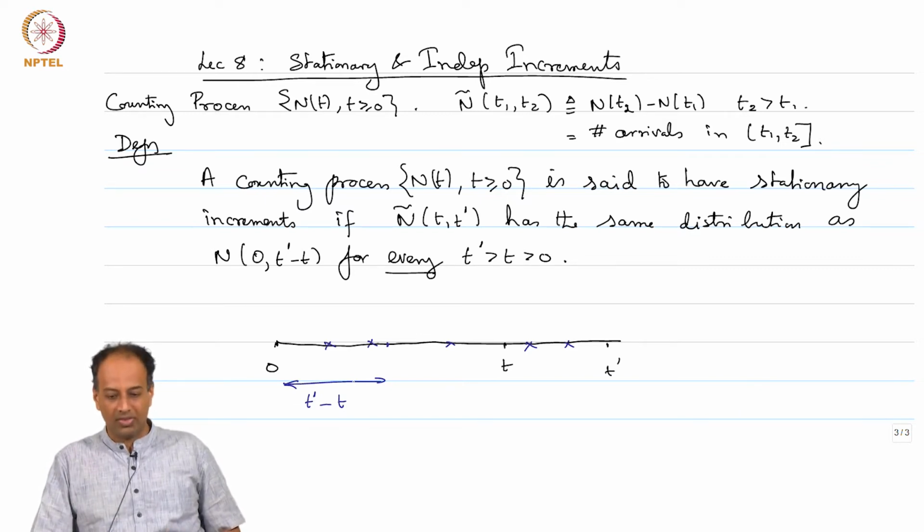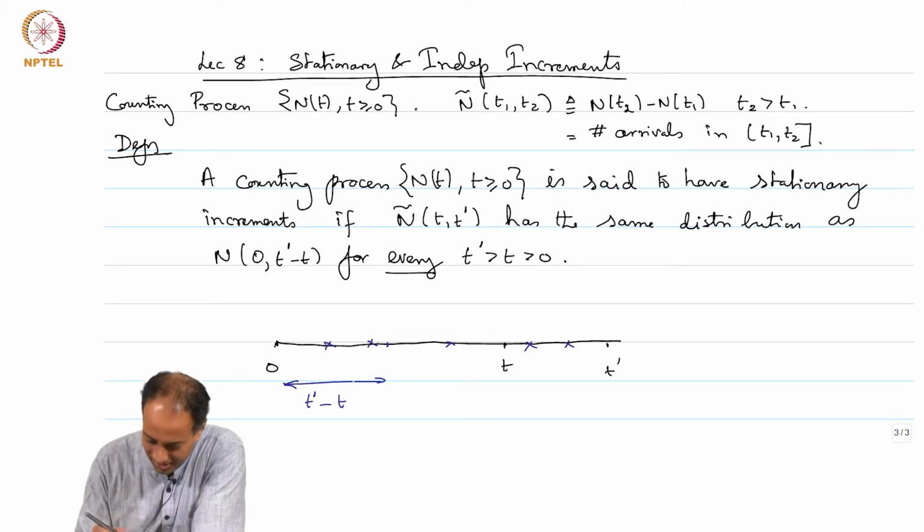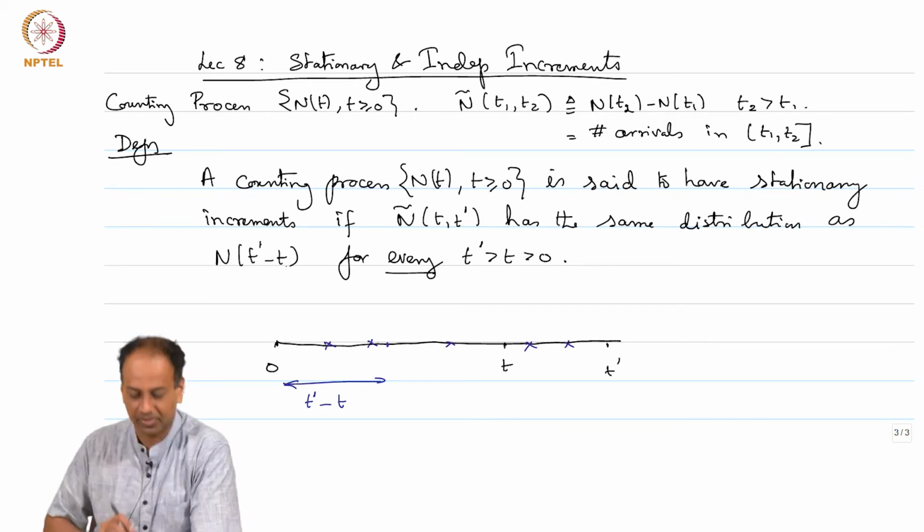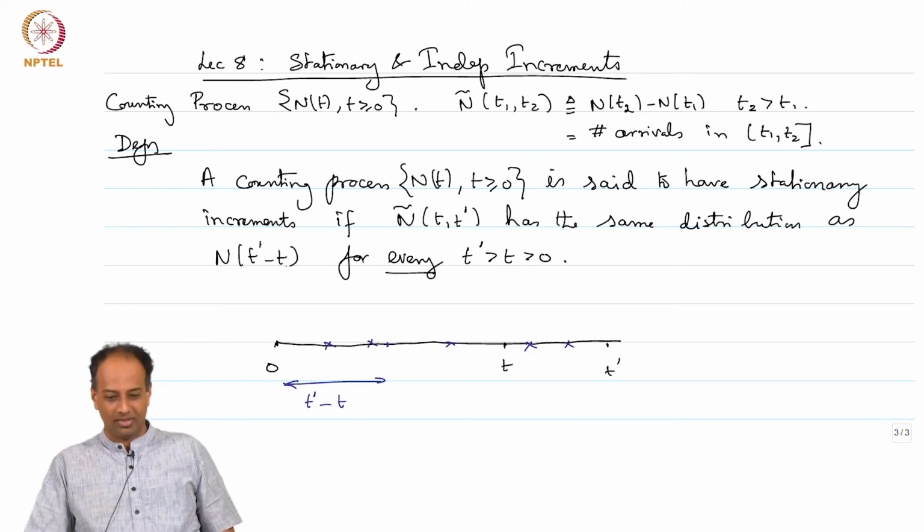Okay. If the distribution of the number of arrivals is the same for any t' and t, then you say that the process has stationary increments. Okay. So, what I really mean is, yeah, thanks for pointing out, I should really be saying N(t' minus t), or I should say Ñ(0, t' minus t), which is the same as N(t' minus t), right.